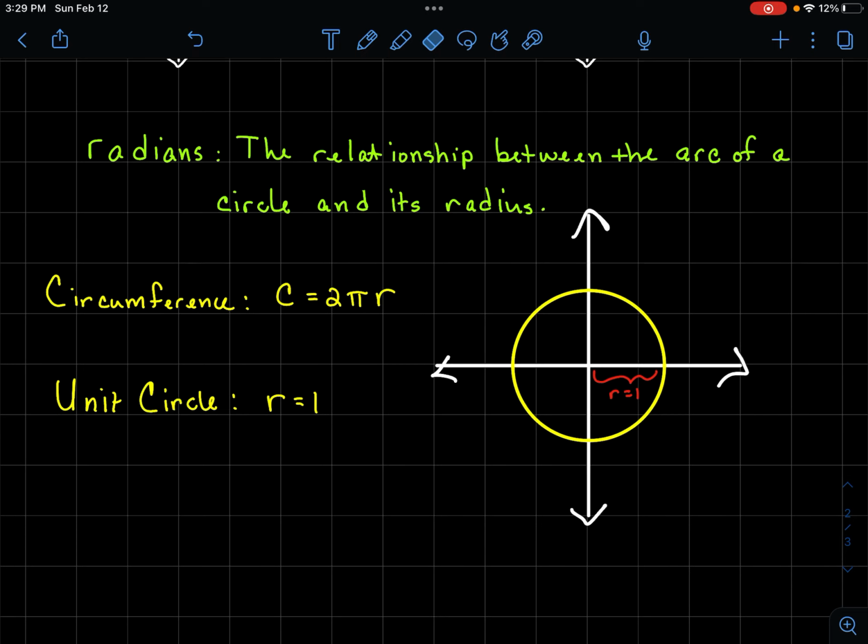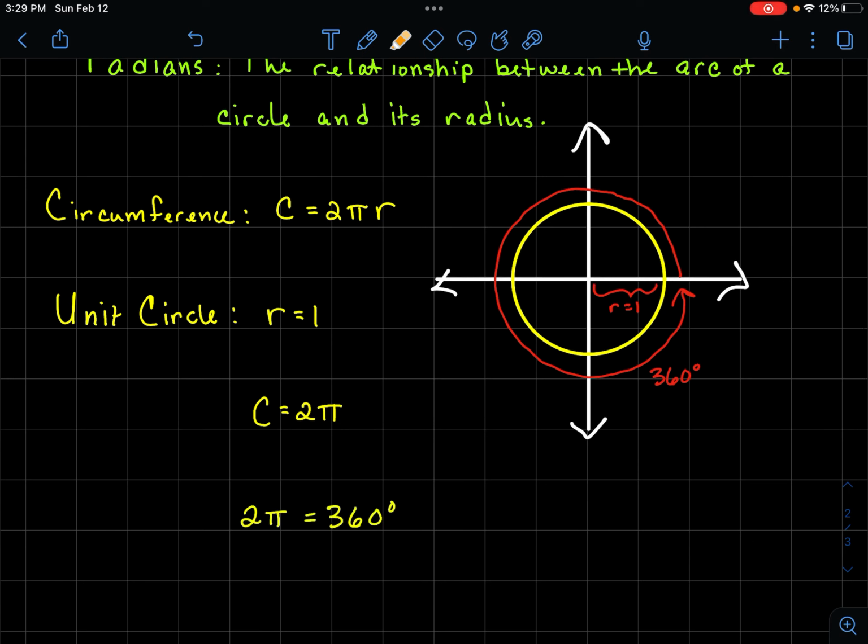So pulling that up, here's an XY coordinate plane and a circle, and we're going to call that radius right there from the origin to the yellow circle 1. Calculate the circumference of it. Well, we would plug in 1 for the r. Well, what that ends up giving us is just the circumference around the circle is 2 pi.